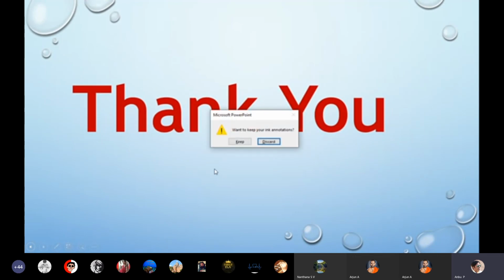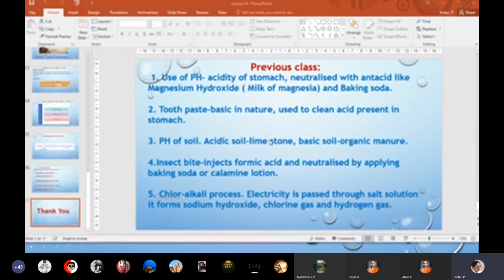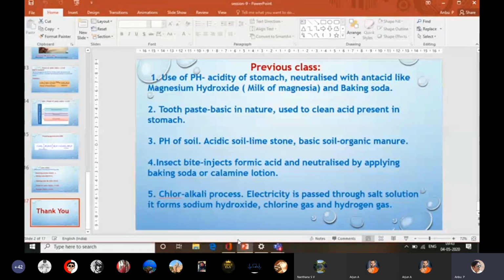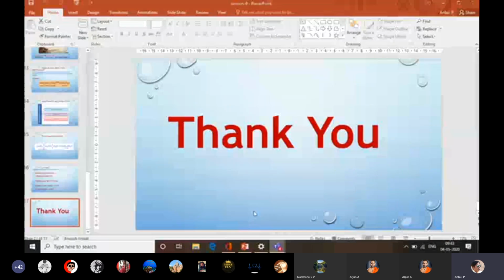Now we'll get back to the questioning sessions. So learn these 5 equations with the uses, and it is very simple. If you practice these equations, then it is easy to understand. So please understand all these equations.